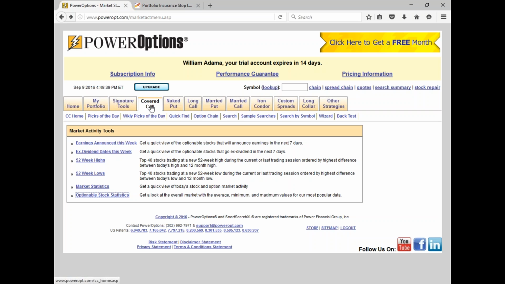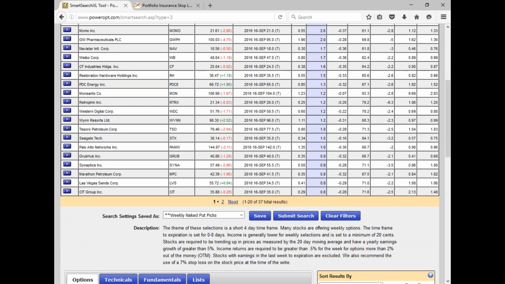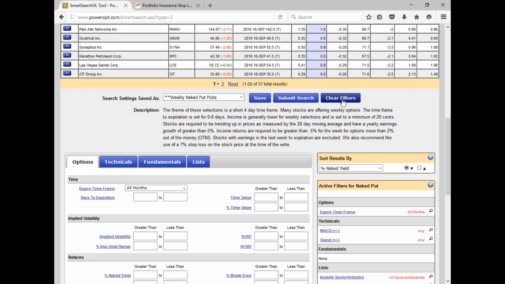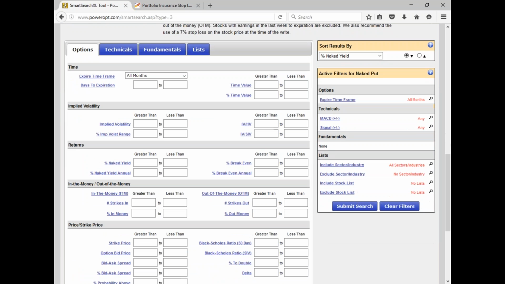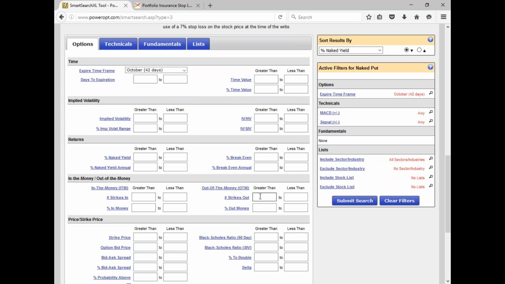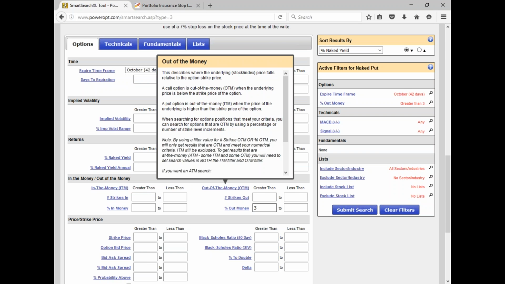Okay, so why is that important? Well, let's just go to a naked put search, okay? Selling a cash secured naked put, we'd want to be out of the money. But what we want to know is, let's say that I want to trade cash secured naked puts, and I want to look for overvalued options that have a high implied volatility. What does that mean? Well, let's just go out to standard October expiration. I'd want to be maybe, let's just say 3% out of the money or more. I want to look for out of the money naked puts.